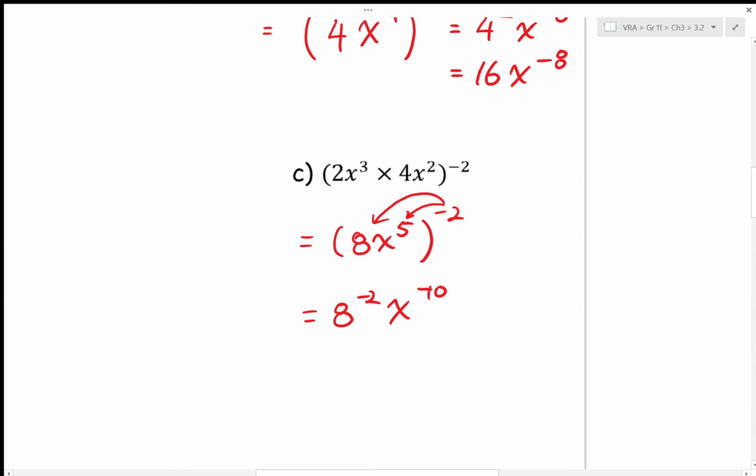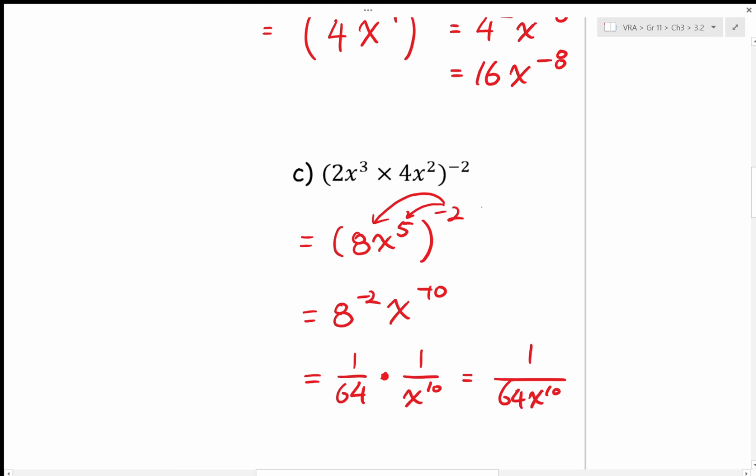Now we can change that x to the power of negative 10, as well as 8 to the power of negative 2, into a positive power. Then we can say it is 1 over 64 times, the dot here means times, 1 over x to the power of 10. In a simpler way, it can be just 1 over 64 x to the power of 10. So this is one way.